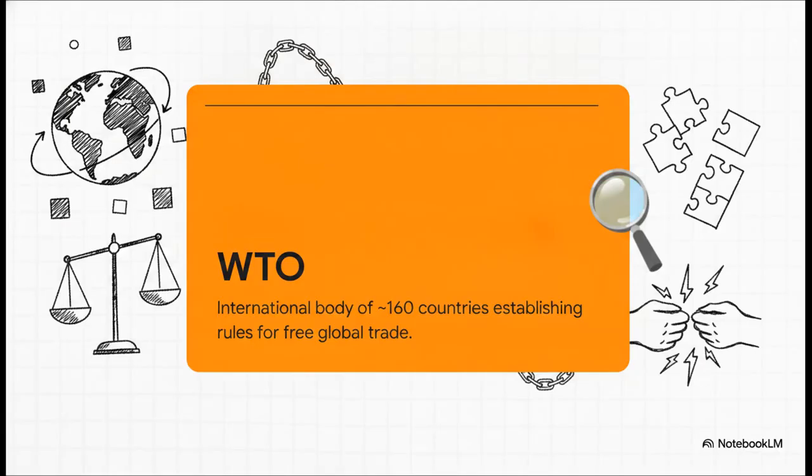Enter the World Trade Organization, or the WTO. This is a massive international body made up of about 160 member countries. Its primary goal is to establish the rules for international trade, with the explicitly stated aim of allowing free, unrestricted trade for all nations. So the WTO is really the primary architect of global trade liberalization. However, the everyday reality of how these rules are actually applied, well, that creates some serious international friction.